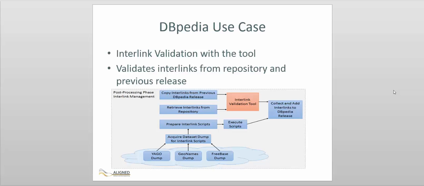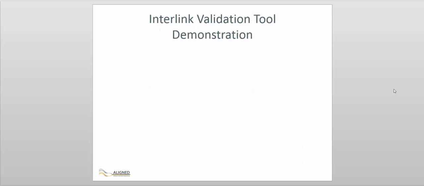The Interlink validation tool validates interlinks that come from the interlink repository and interlinks that are copied over from the previous release. Freshly generated interlinks do not need to be validated. So please note that the interlink validation tool was used in this manner to actually validate the interlinks that were released in the 2015-10 release of the DBpedia dataset back in April 2016. So now I'll provide a demonstration of the tool.